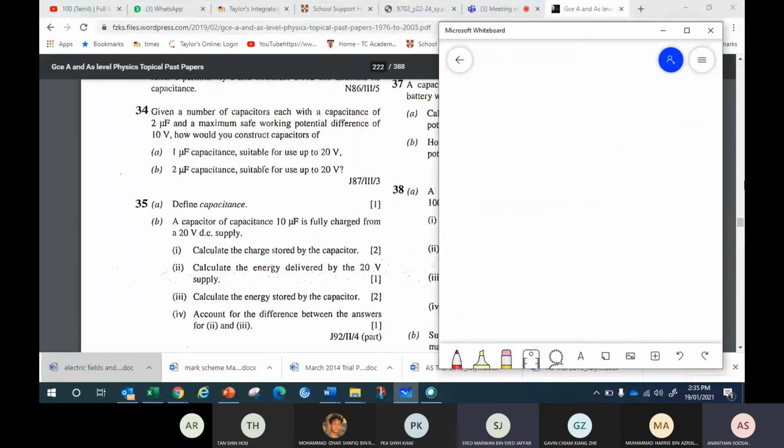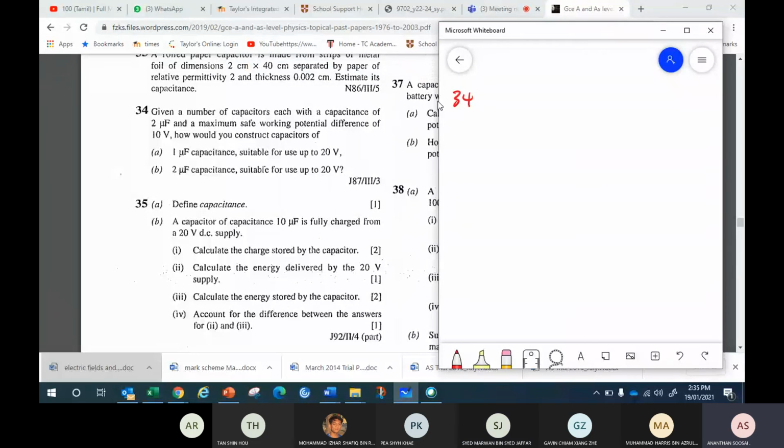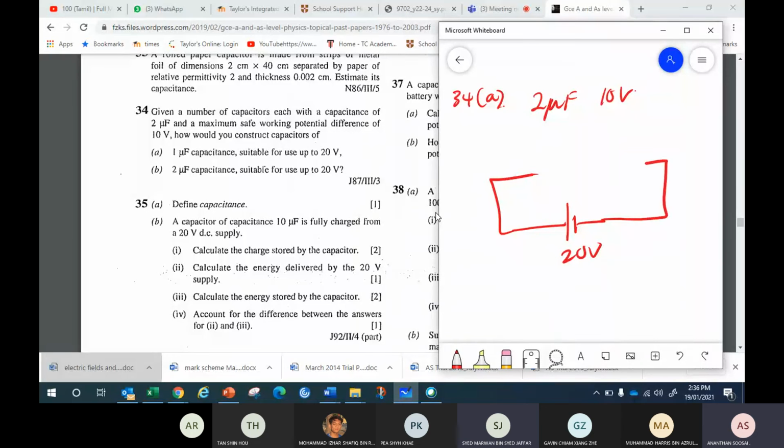Okay, so anyone? 34A. They have 2 microfarad capacitors, same safe voltage of 10 volt. They want to get a 1 microfarad system, but the power supply you're going to connect is 20 volt. So how do you connect the capacitors? In series or parallel? Series. In series, right? So you connect them in series.